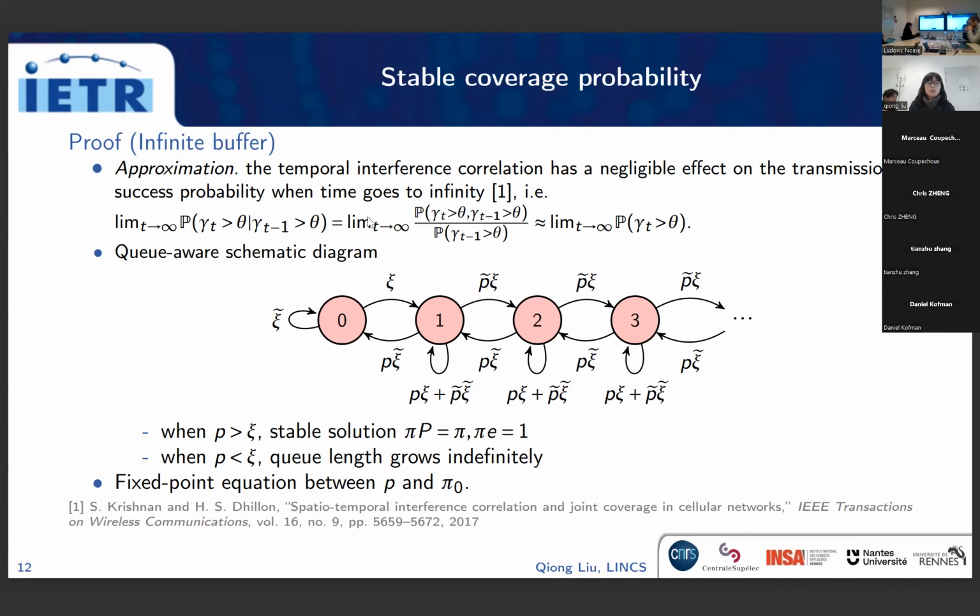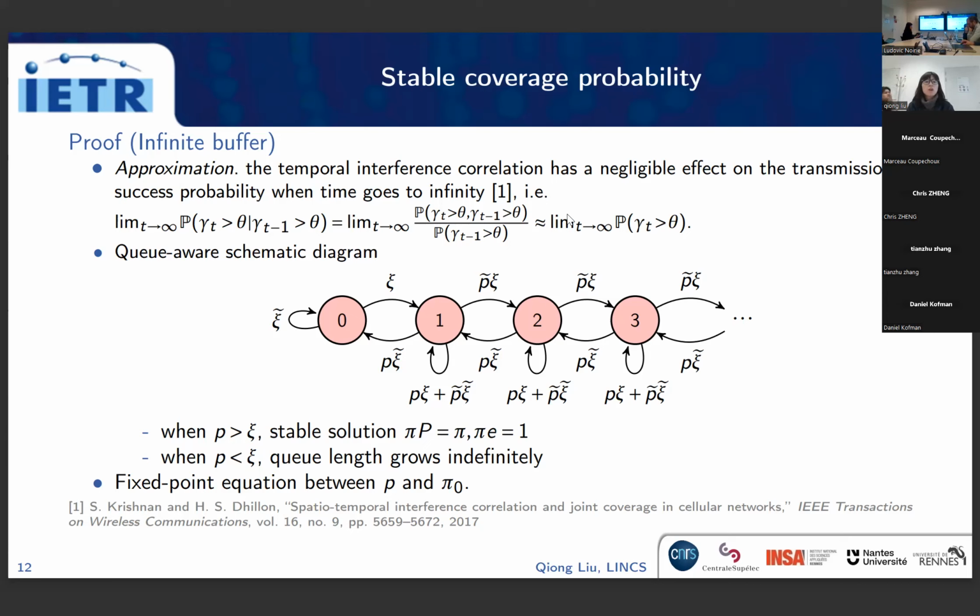Actually, the middle expression has been derived in the references, when the spatial temporal interference correlation and the joint coverage in Poisson networks. They prove that when time goes to infinity, this probability and this probability are equivalent, and the temporal interference correlation has a negligible effect on the transmit success probability.